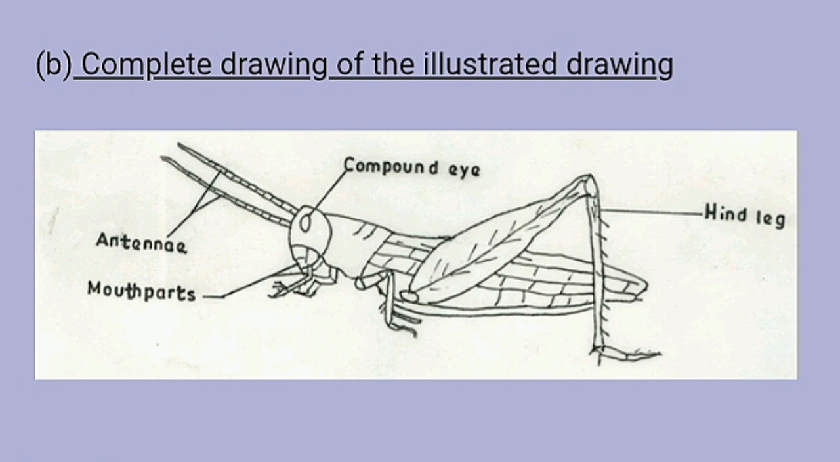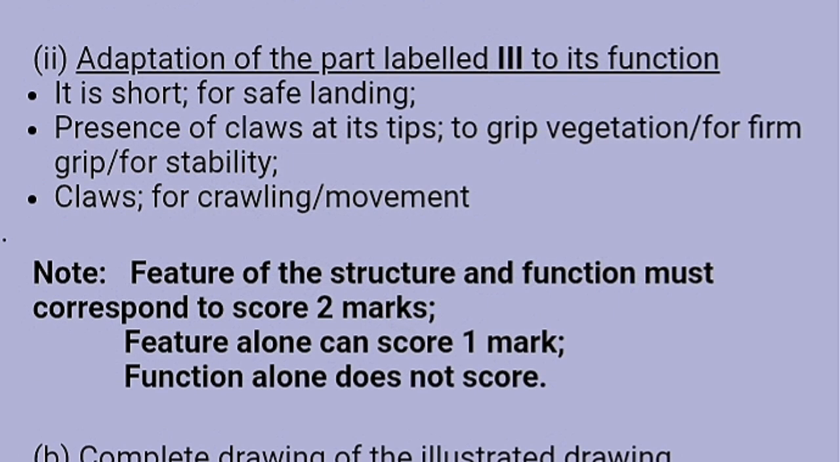Then you may be asked a question like, what's the adaptation of the leg to its functions? Adaptation of the leg to its functions. Remember how I asked the other one? Okay, now what we're asking is, you see the leg is short, but why is it short? Okay, that's adaptation of that leg to its function. So it is short for safe landing, and also you have presence of claws at the tip of the legs. Why? To grip vegetation. That's for firm grip, for stability.